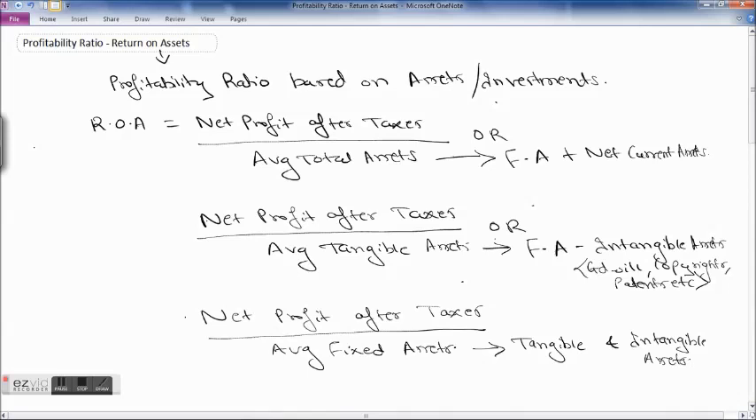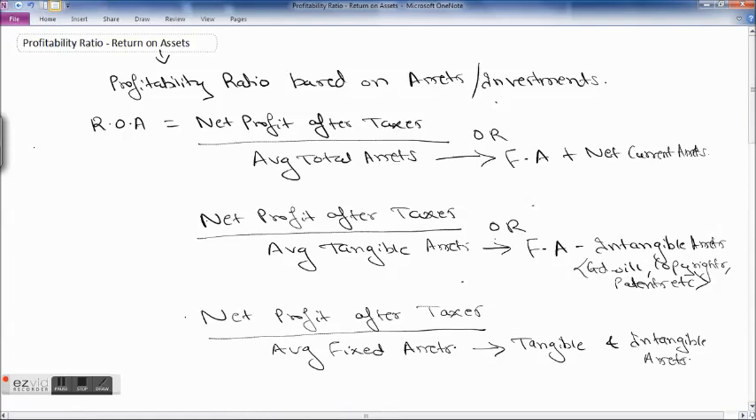Basically this ratio, return on asset, will reflect the return on the total amount of assets invested, whether it be average total assets, average tangible assets or average fixed assets. We are taking averages because the assets keep on changing throughout the year. That is why, to have a realistic view, we are taking average.